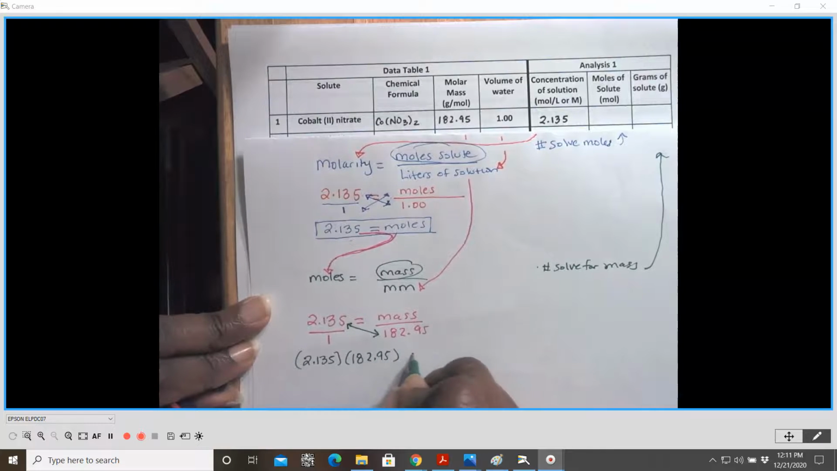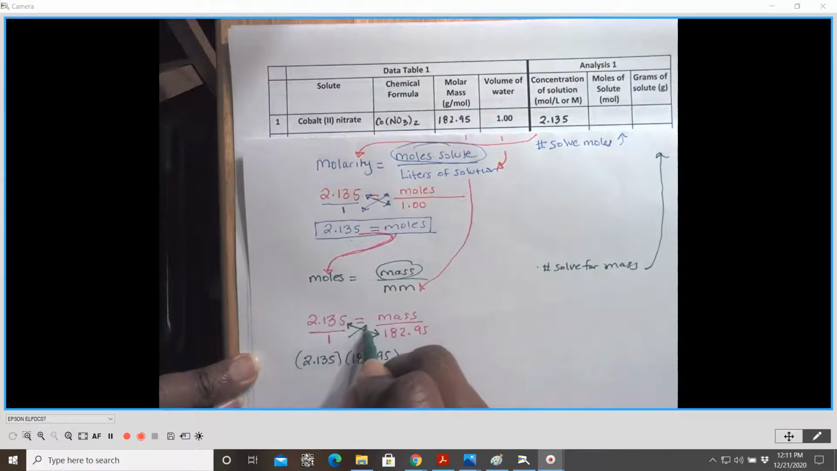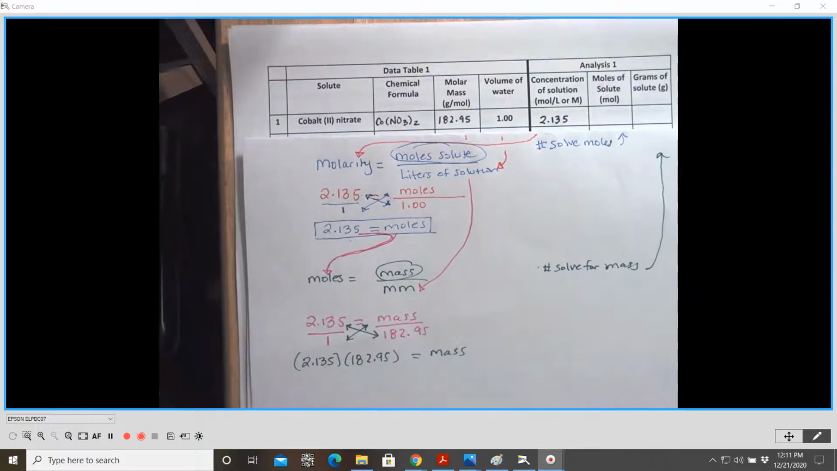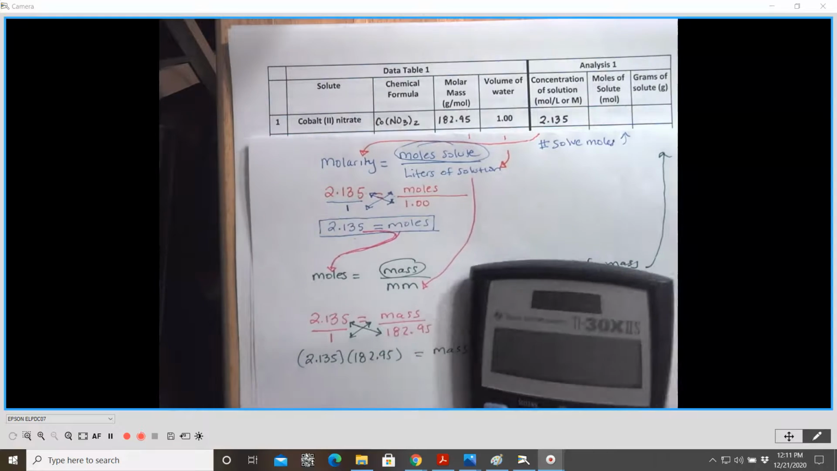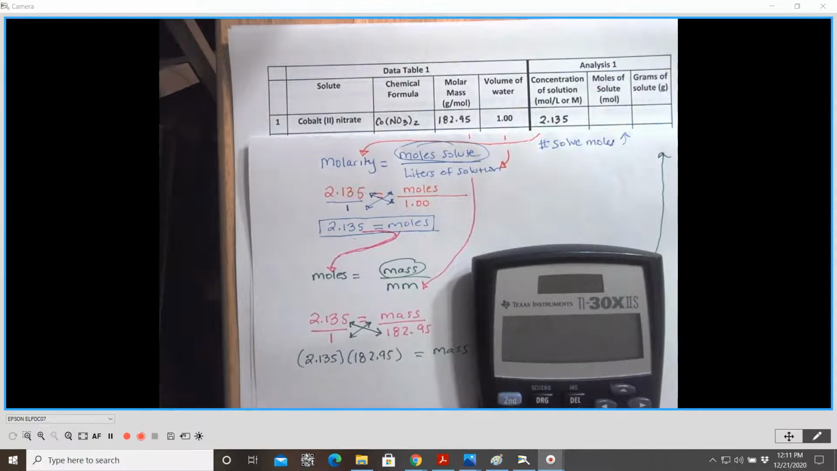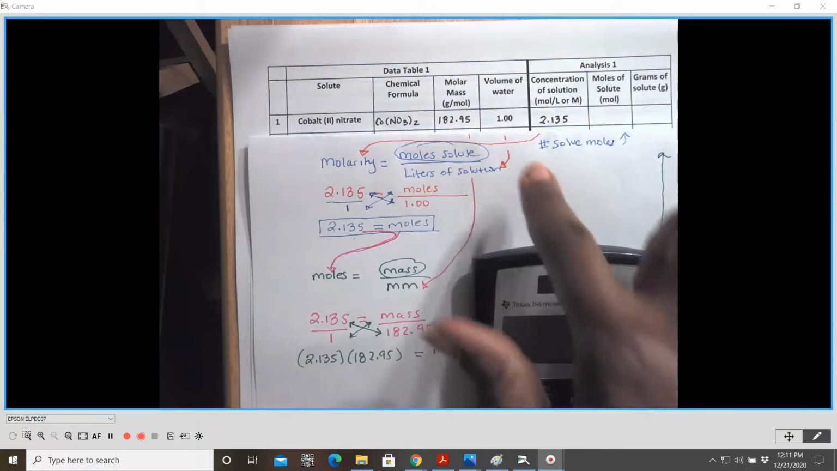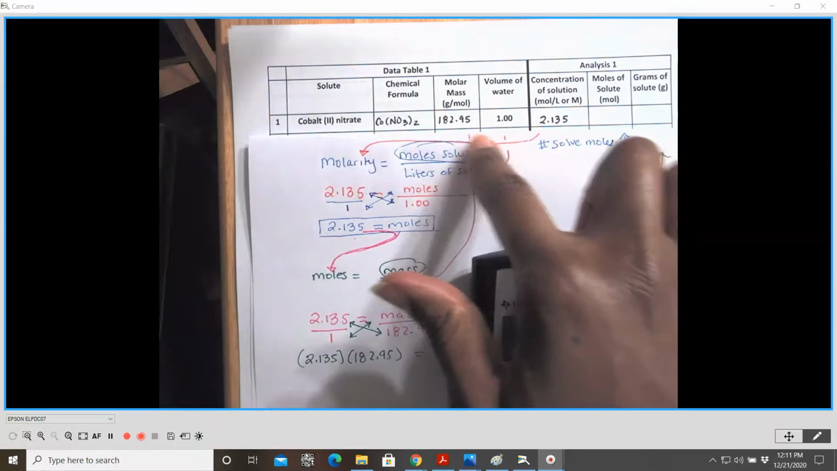On the right side, and then on the left side I'm going to have 1 times the mass. So my mass. Now when I do that multiplication, 2.135 times 182.95, I get this value, 390.59825.